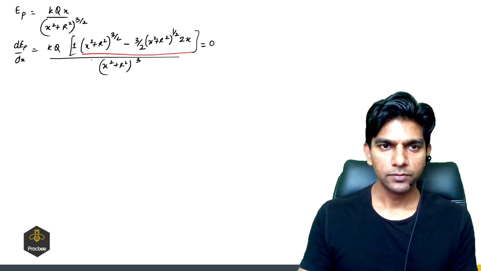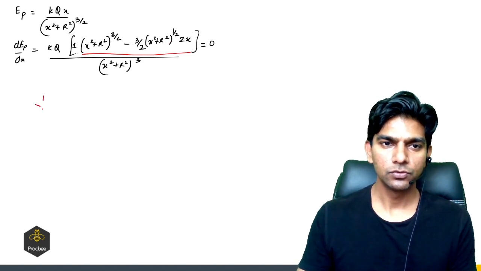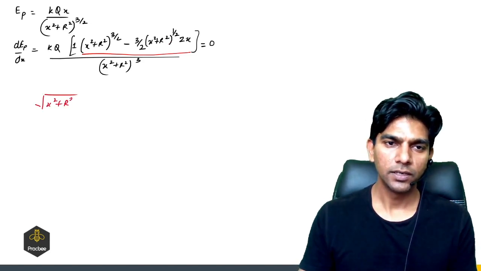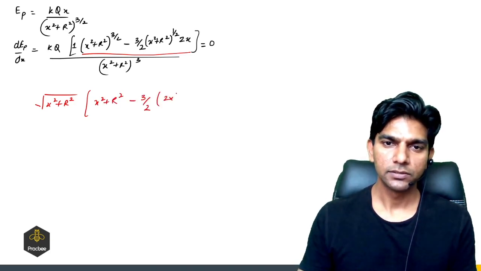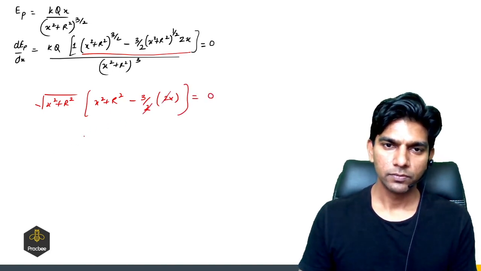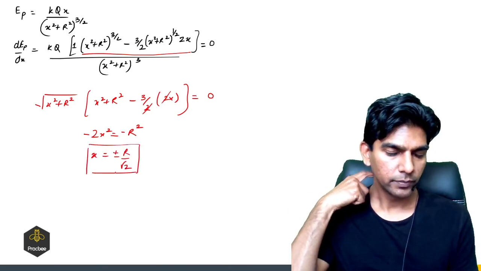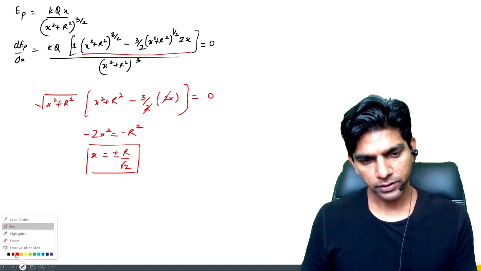So if I simplify this, I can take root of x square plus r square common. So here we'll get x square plus r square minus 3 by 2 times 2x square. So this 2 will get cancelled out. For this to be 0, minus 2x square should be equal to minus r square. So x will be plus or minus r by root 2, right? Got it?